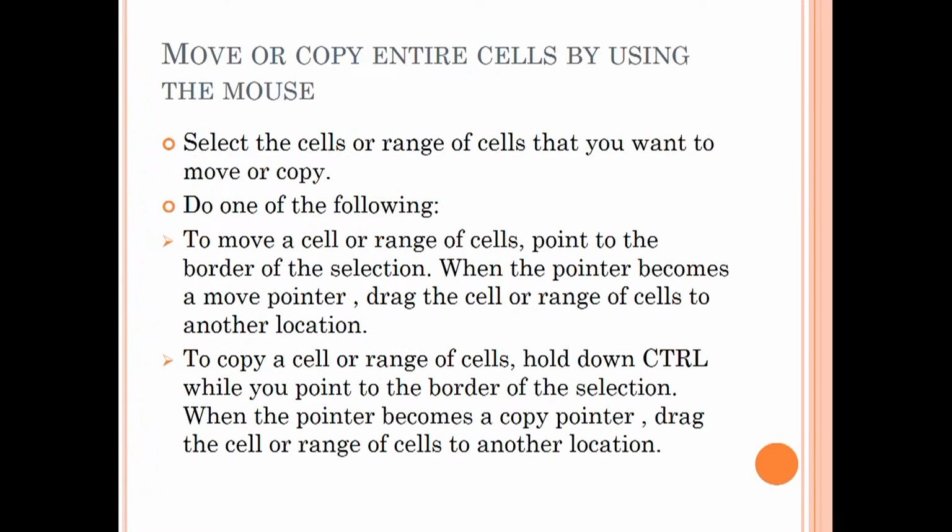Now move or copy the entire cells by using the mouse. Select the cells or the range of cells that you want to move or copy, and then you can do any one of the following. To move a cell or range of cells, point to the border of the selection. When the pointer becomes a move pointer, drag the cell or the range of cells to another location. To copy a cell or range of cells, hold down Control while you point to the border of the selection. When the pointer becomes a copy pointer, drag the cell or the range of cells to another location.